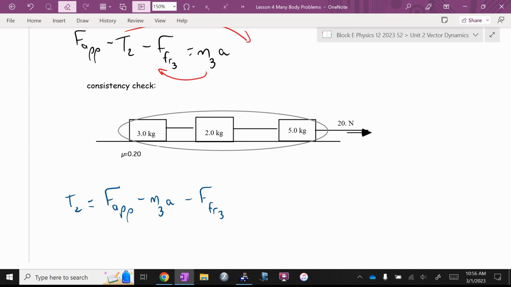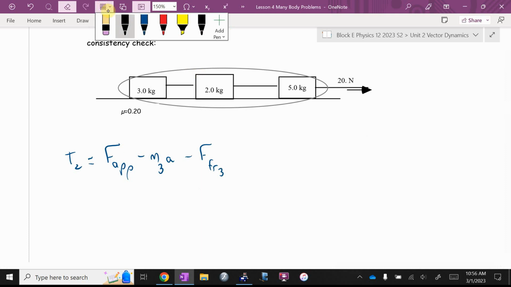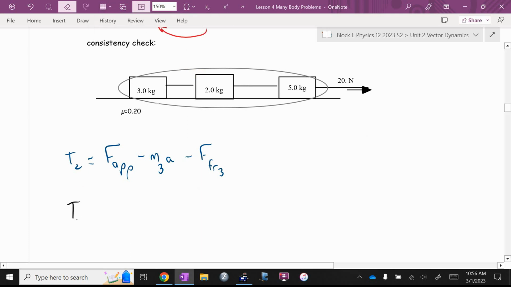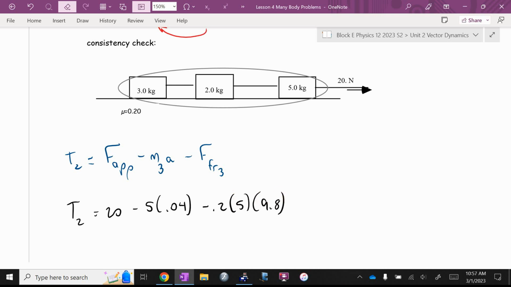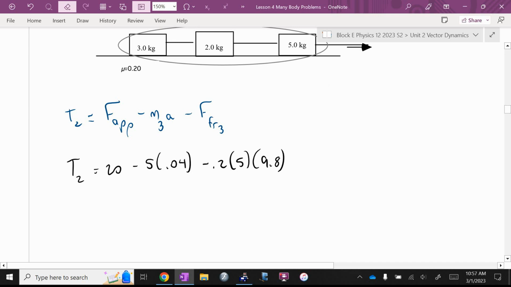All right, let's try plugging in numbers, Mr. Dueck. Tension 2 equals, what was F applied? Oh, 20. I have the numbers right there. Minus M3, 5. A was 0.04. Minus mu times M3. I couldn't get the 6 in my head. Maybe I can get this one in my head. It's not too hideous, Mr. Dueck.